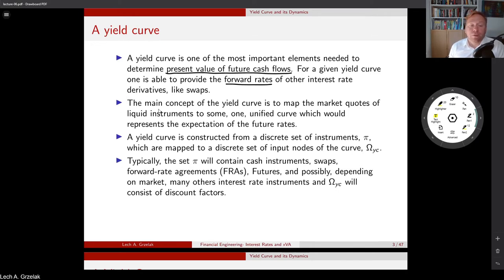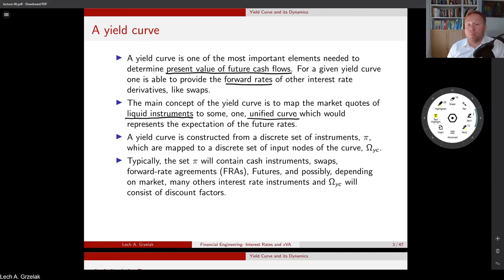From a mathematical perspective, the main concept of a yield curve is to map market quotes of liquid instruments to some unified curve. As you can imagine in the market, and as we have already discussed in the previous lecture, there are plenty, if not thousands, of different combinations of market instruments in the interest rate world. And of course, what is the connection between all of those instruments? The connection actually is the yield curve. So if you use liquid instruments, you can construct a curve and you can replace essentially all those instruments using that particular curve.